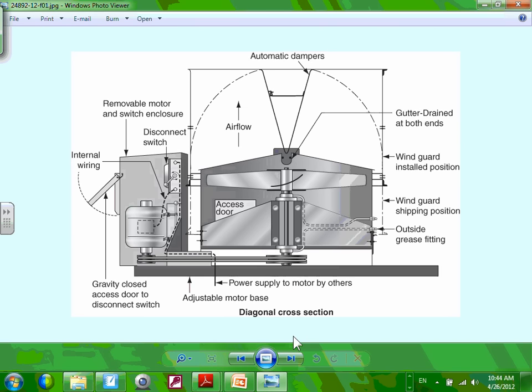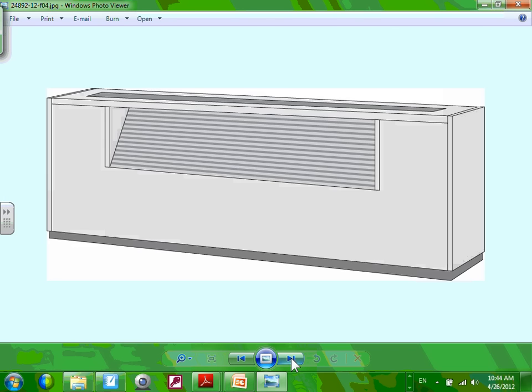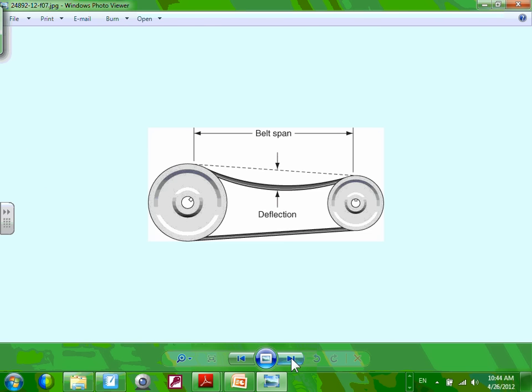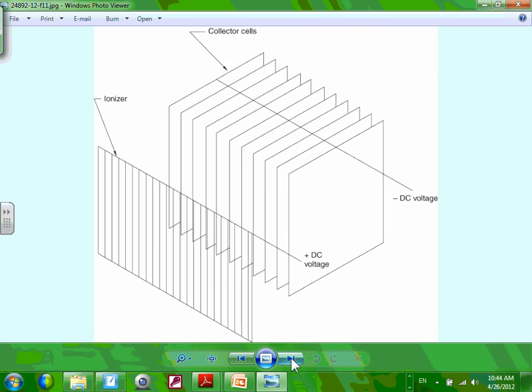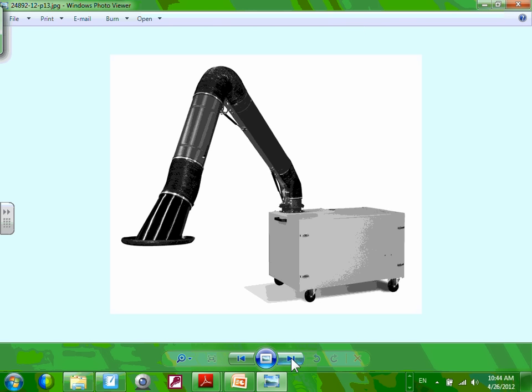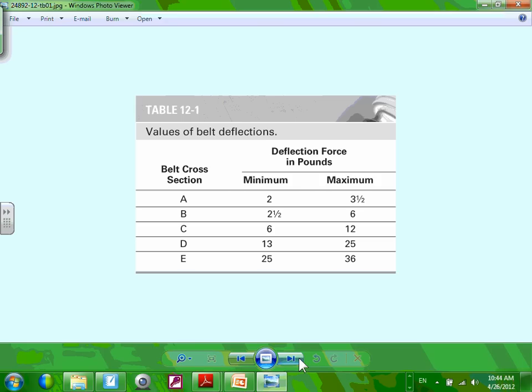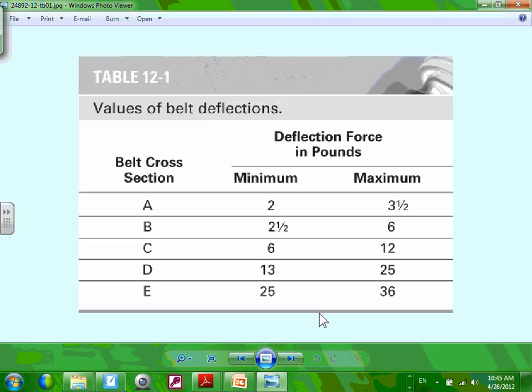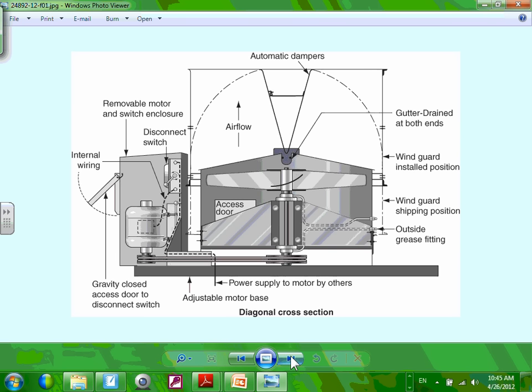Okay, so we got the fans, exhaust fan system, chillers, compressors, and rectifiers. Then they have different systems, guys. Here's how it looks, this baby. It sucks in the bad air, cleans it, and brings it back as good air. Interesting, Chris. These are your values of belt deflection. The engineers love this because that's how you size your belts for it.